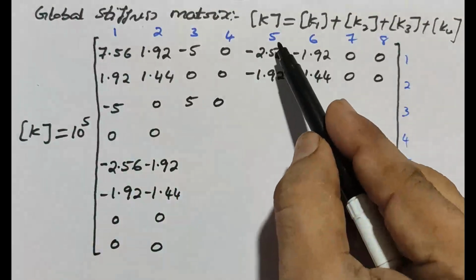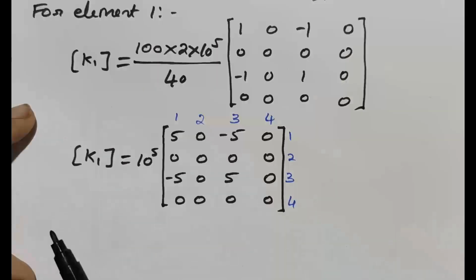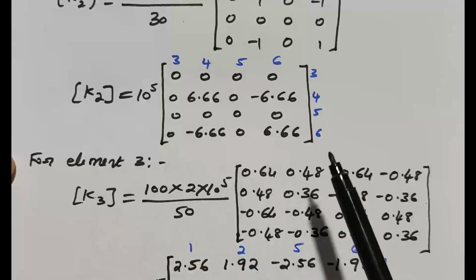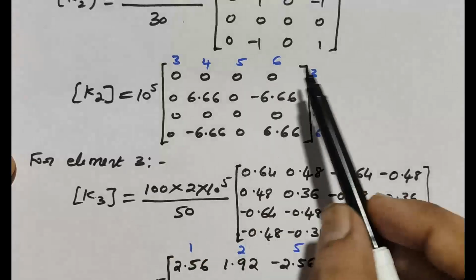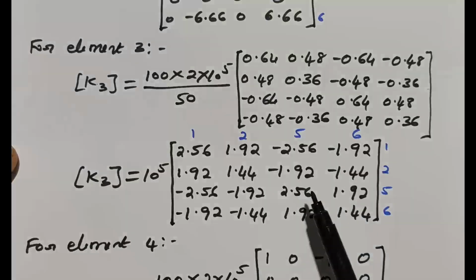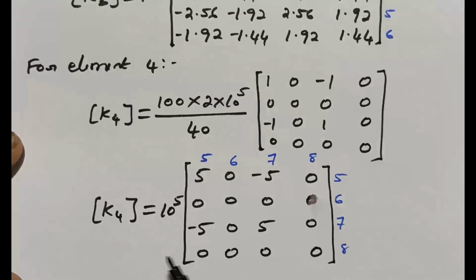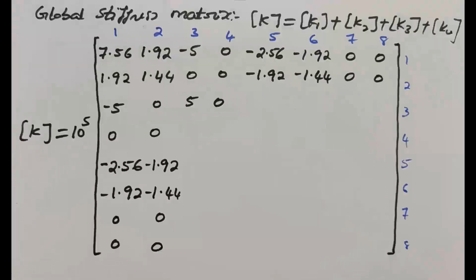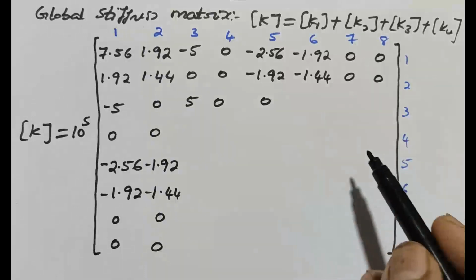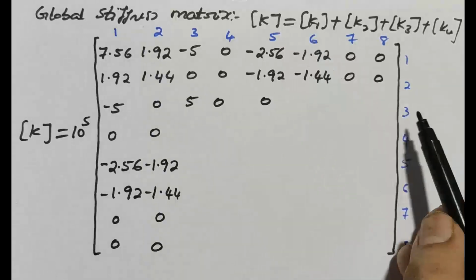Next we need element corresponding to 5 and 3. See in K1 we don't have any element corresponding to 5 and 3. In K2 the element corresponding to 5 and 3 is 0. In K3 we don't have any element corresponding to 5 and 3. Again in K4 we don't have any element corresponding to 5 and 3. Therefore element corresponding to 5 and 3 is 0. Next we need element corresponding to 6 and 3.